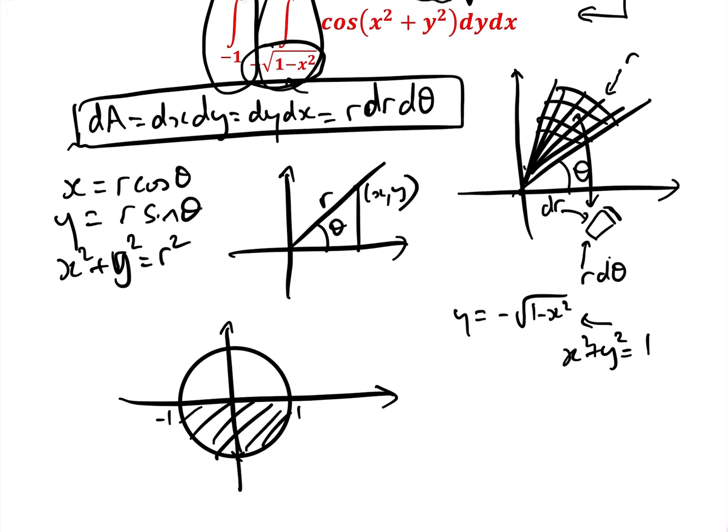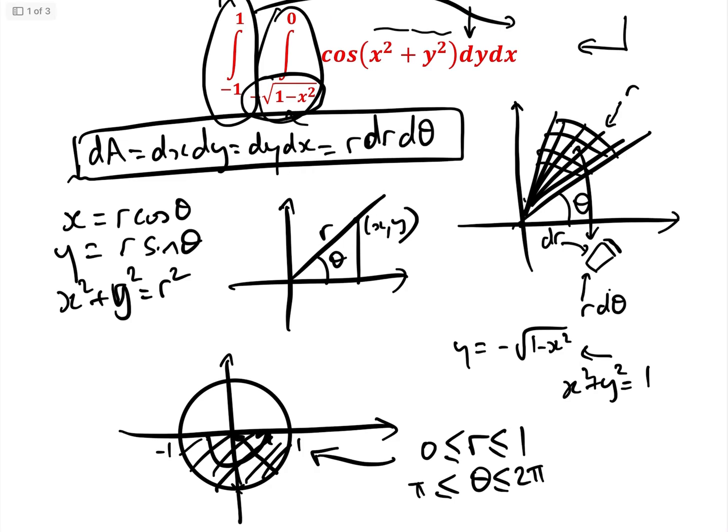Now in polar coordinates, that would basically be r going from 0 to 1, so r is greater than or equal to 0 and less than or equal to 1, and theta would go from pi to 2 pi, so theta is greater than or equal to pi and less than or equal to 2 pi. So the limits on this are relatively simple, and here cos of x squared plus y squared, well, x squared plus y squared, that's a very basic polar definition, is r squared.